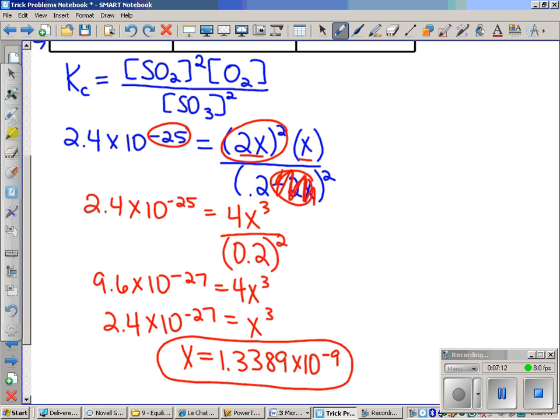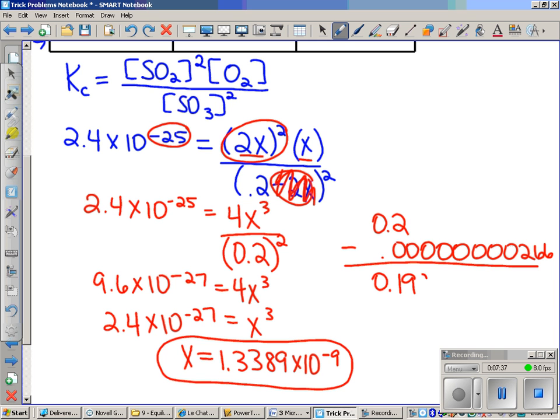Okay, notice how small x is. That's not our answer, by the way, but notice how small it is. Okay, if I did 0.2 minus 2 times that value, 2 times that value would be 0.000000 and then say around 266 or so. Okay, subtract those two numbers. You get 0.1999999 something. What happens when you round it? It rounds back to 0.2.